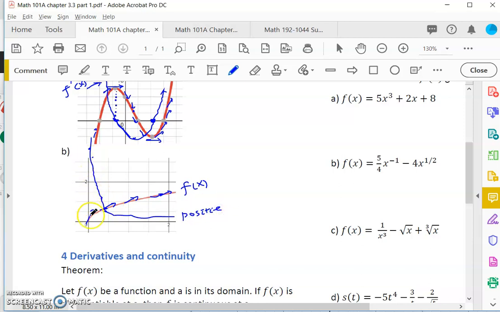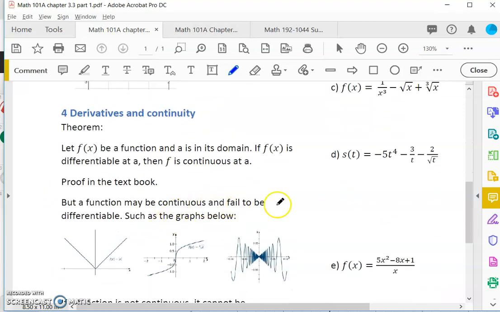These are still positive, but very, very big positive. So this is the sketch of a square root function's derivative. And then the next thing we want to talk about is the relationship between derivative and continuity.